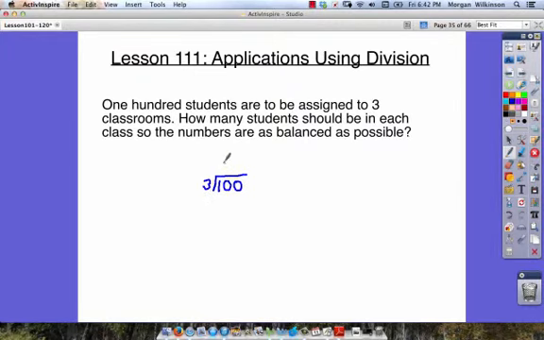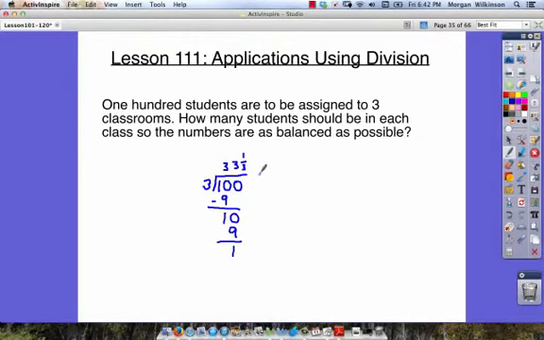So 3 goes into 10 3 times, that gives us 9, with 1 left over. Bring down our 0. 3 goes into 10 3 times. We've got 9 with 1 left over. So we get an answer of 33 and 1/3.